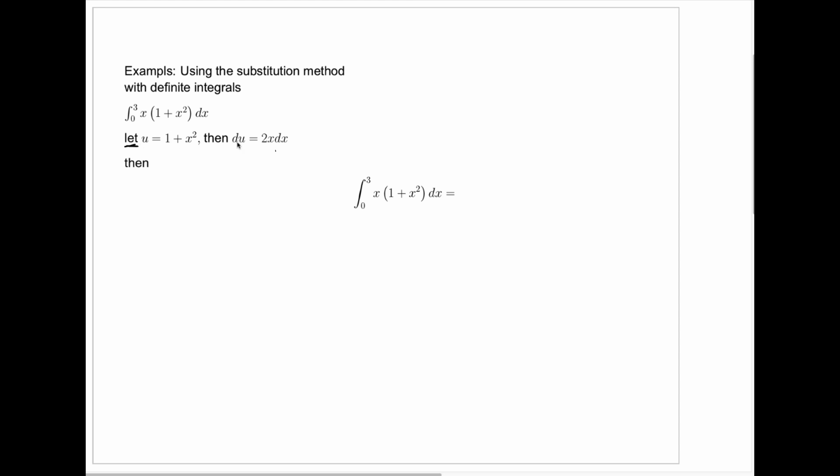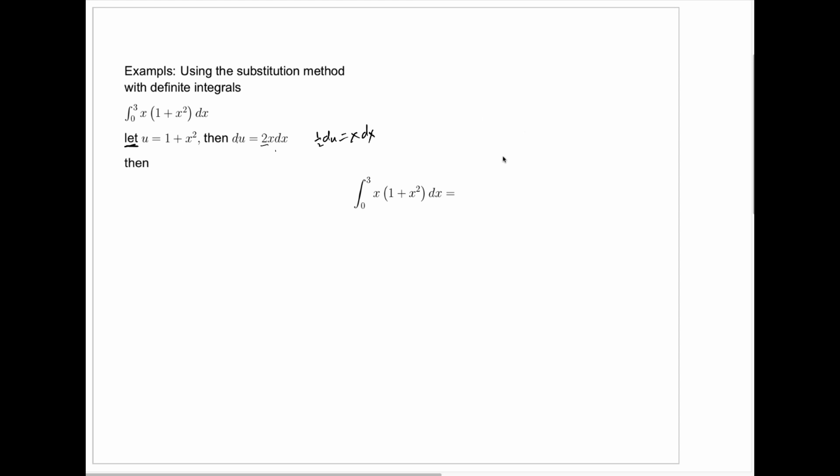Then compute the differential. Here du is 2x dx. Now, of course, we don't see a 2x dx, we see an x dx, so some people find it helpful to just write something like 1/2 du equals x dx, so we can perform the substitution more easily. Many of you can probably keep this in your head and do that all without writing this down, but it's useful to write that down until you're very comfortable with that.